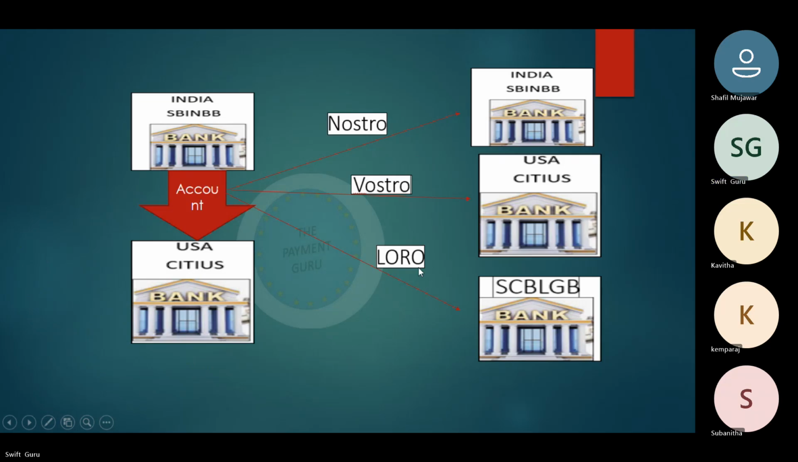Okay, so it's just a perspective from the bank you see, and then you call it either a Nostro account, Vostro account, or Loro account. More than the Loro account, you'll be using the Nostro and Vostro terminology a lot while we are learning the different use cases and the flows of Swift payments in upcoming sessions, right?